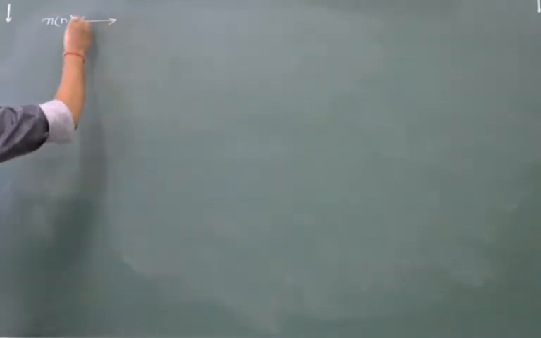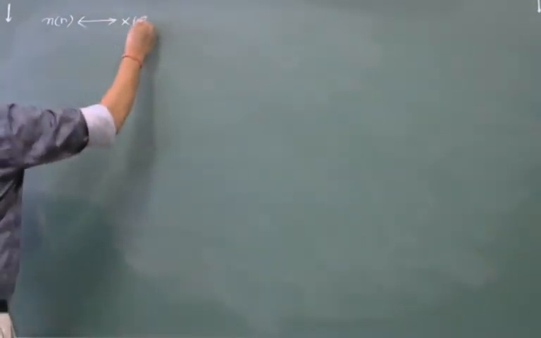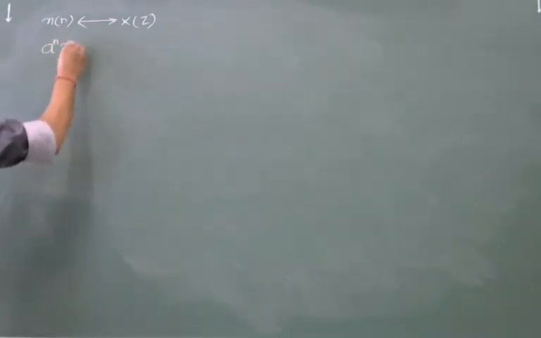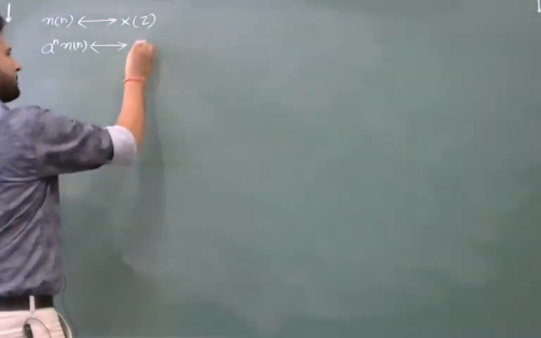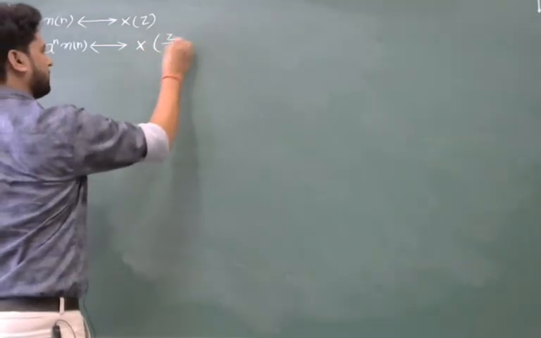So suppose the Z transform of given sequence x of n is x of z, then what will be the Z transform of a power n into x of n? This will be equal to x of z upon a. We can find the proof for this.